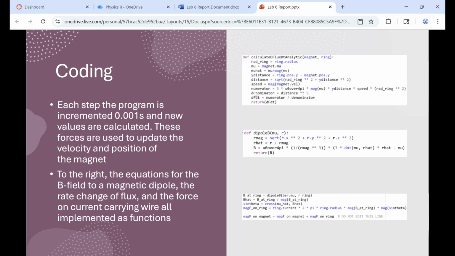For coding, I made some functions to calculate the rate change of flux with respect to time using that equation from before. I just implemented it with Python. Here's the function for the dipole, or the B field due to a dipole. It's just using the same equation from before. And here, calculating the force on the magnet.